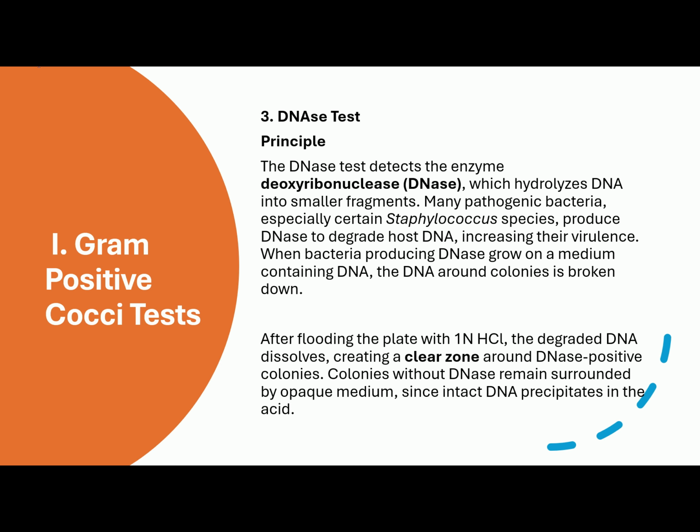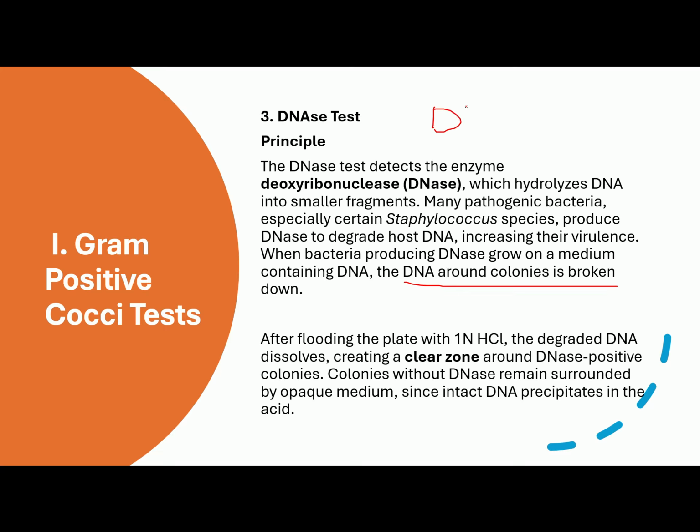Now let's go to the third test, yung DNase test nyo. So the DNase test detects the enzyme deoxyribonuclease. Now si deoxyribonuclease nyo, or the DNase enzyme, hydrolyzes DNA into smaller fragments. Many pathogenic bacteria, especially staph species, produce DNase to degrade host DNA, increasing their virulence. So when bacteria producing DNase grows on a medium containing DNA, the DNA around colonies, class, is broken down.